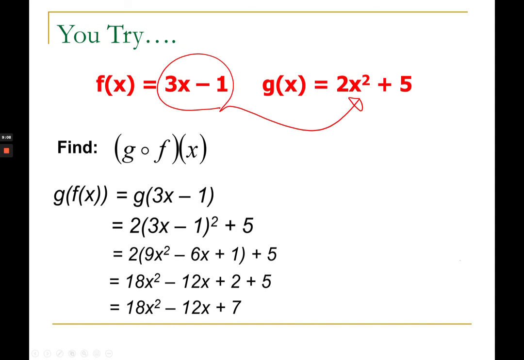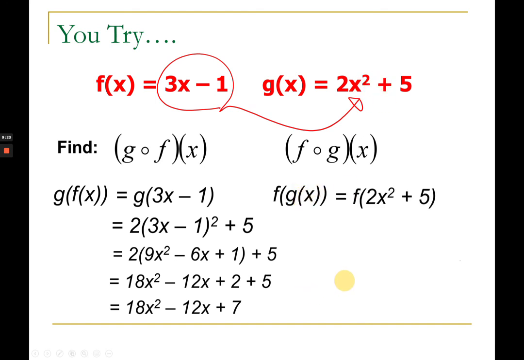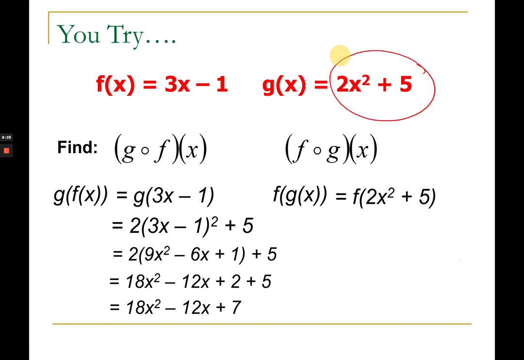Let's try the switch. You have f composed with g of x, or f of g of x. To show work, you have to replace g of x with the value 2x squared plus 5. So you have f of 2x squared plus 5, which means the reverse, the 2x squared plus 5 is going to be your value of x in the f function. Your f function is supposed to be 3 times x minus 1. So this is supposed to be x, but since we are performing composite function, this becomes 2x squared plus 5.